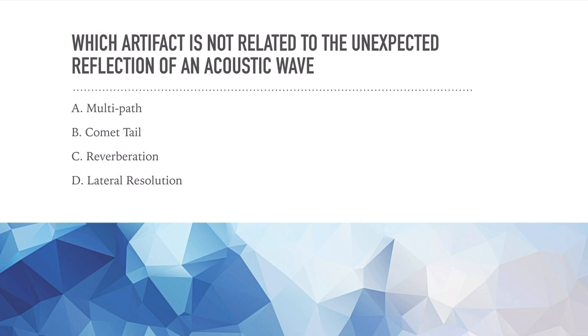So our first question is, which artifact is not related to the unexpected reflection of an acoustic wave? So remember, we have to find our keywords here. So artifact, we're looking for an artifact. And we want something that's not related. This is probably the biggest one. If you read through these quickly, a lot of times you might jump over that not and just think, hey, which artifact's related? And then you're going to end up with the wrong answer. So which artifact is not related? And then we're looking for an unexpected reflection. So an artifact that's not related to an unexpected reflection.